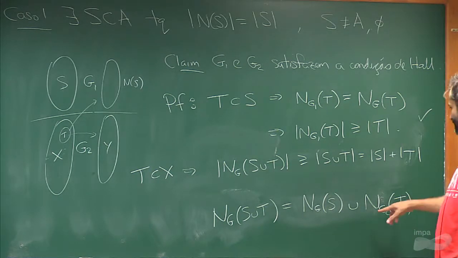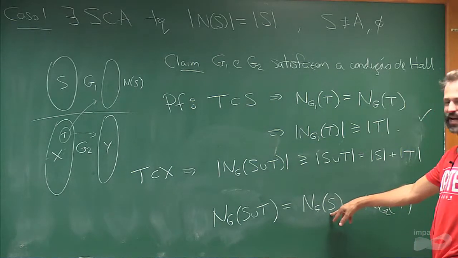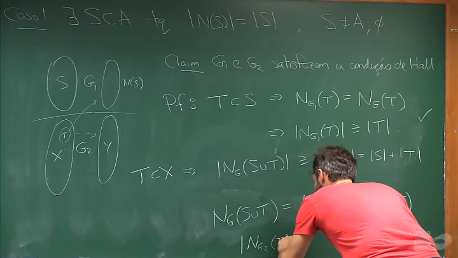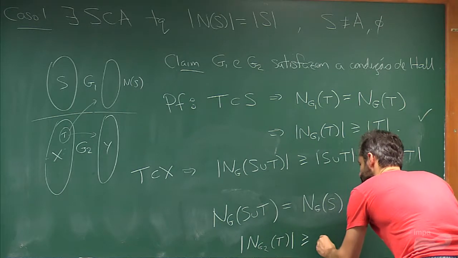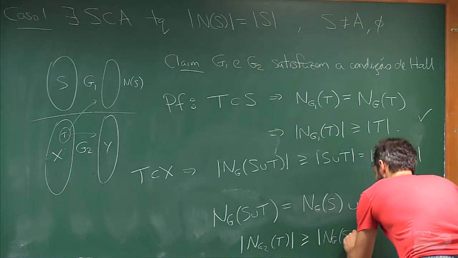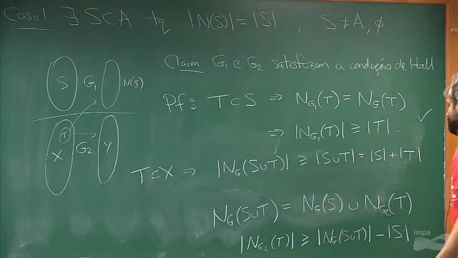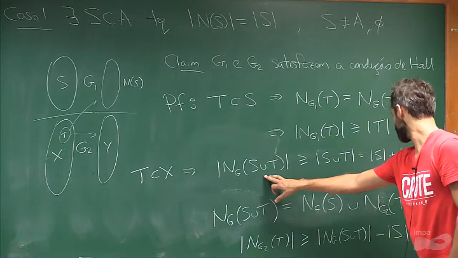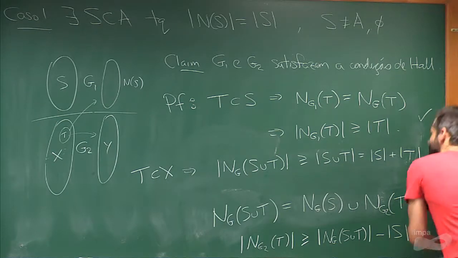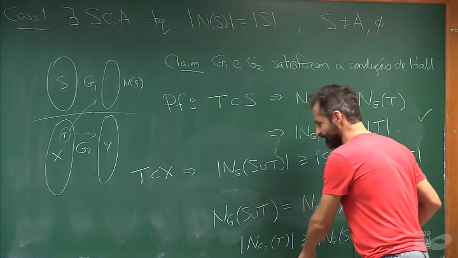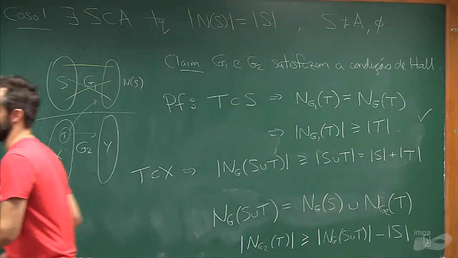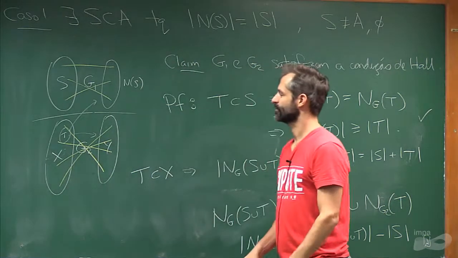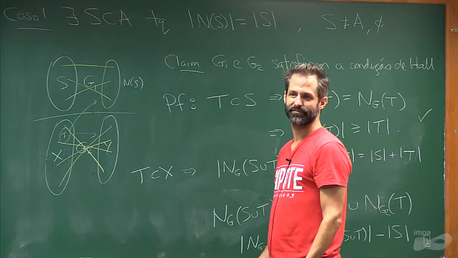So what does this mean? And this thing has size exactly S. So the size of the neighborhood in G2 of T is at least the size of the neighborhood in G of S union T minus S. So this thing is at least this thing minus S, which is T. So that proves the claim. So by induction, there's a matching here. And then also, by induction, there's a matching down here. That's the proof.